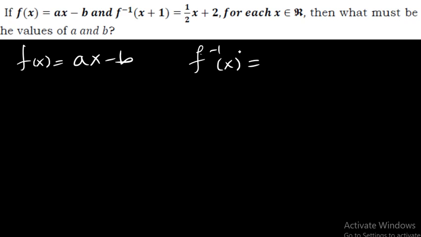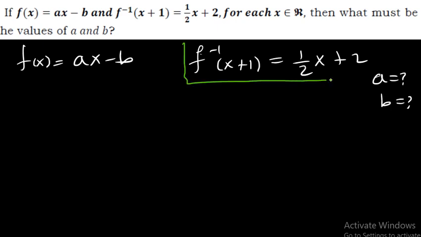The next part, we have a function f of x, which is ax minus b. Then what's given? F inverse of x plus 1 is given to us as half x plus 2. Then what must be the values of a and b? We need a and we need b. But what's given here is something that we have to focus on. It says f inverse of x plus 1.